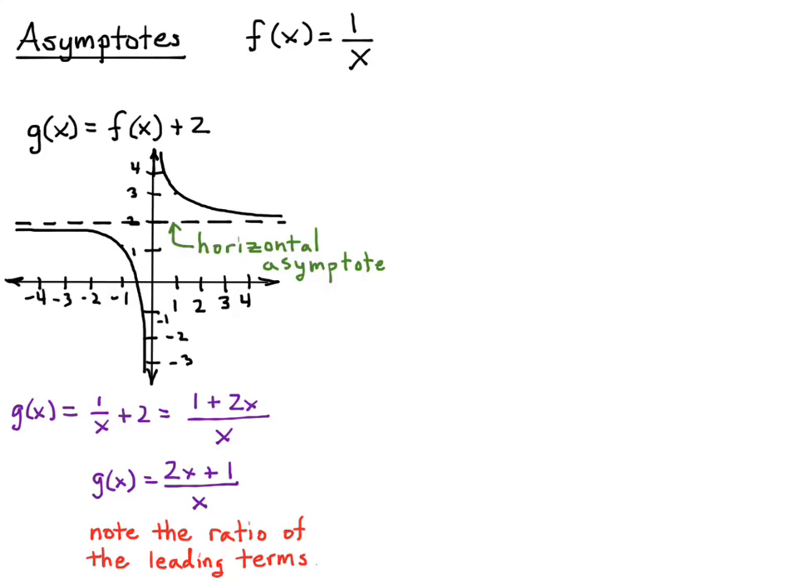So this is a horizontal asymptote. G of x is the asymptote? No, the line y equals 2 is the asymptote. The dashed line is the asymptote. So g at x has a horizontal asymptote at y equals 2.